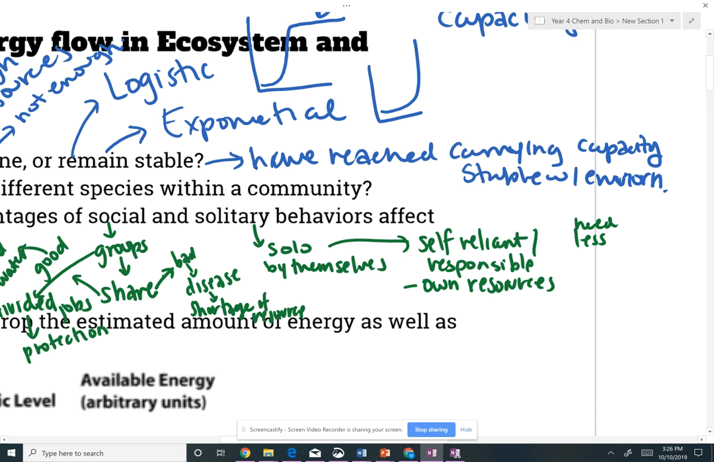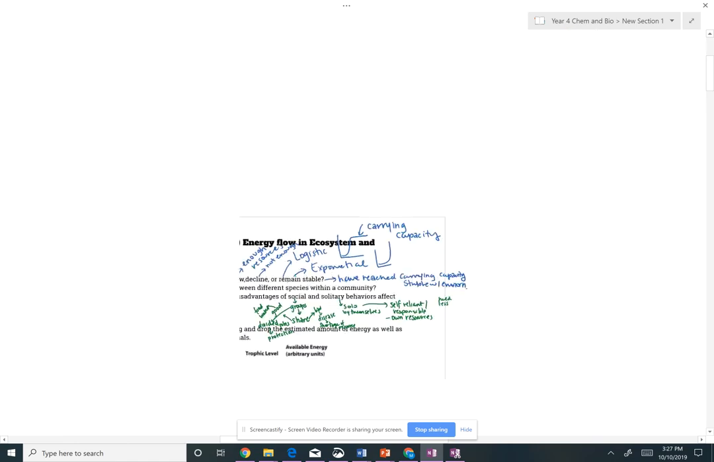Also, a solo animal can be advantageous if you are a bigger animal and you need to eat a lot. Then you don't really want to be with a bunch of other big animals that need to eat a lot, because then you are ultimately sharing what little you have. Okay, so those are our things on there.